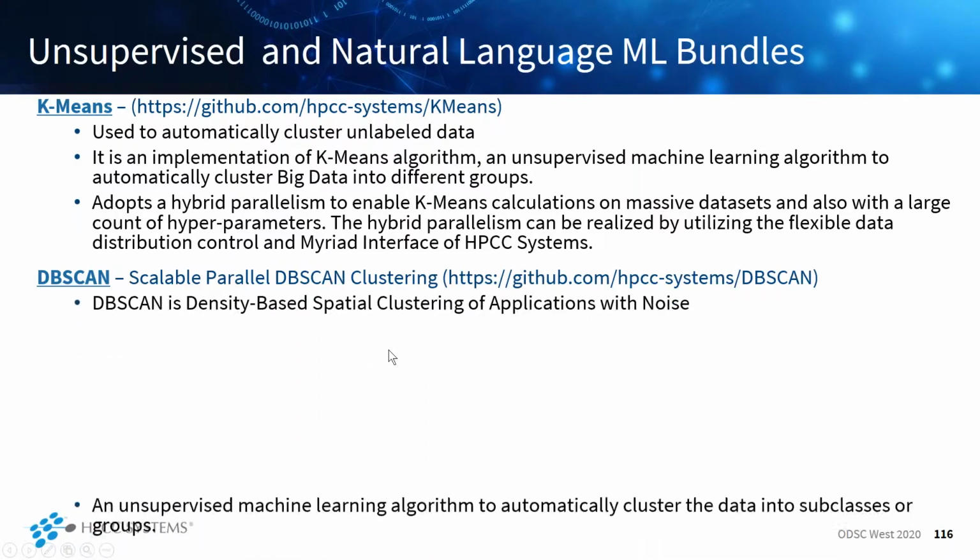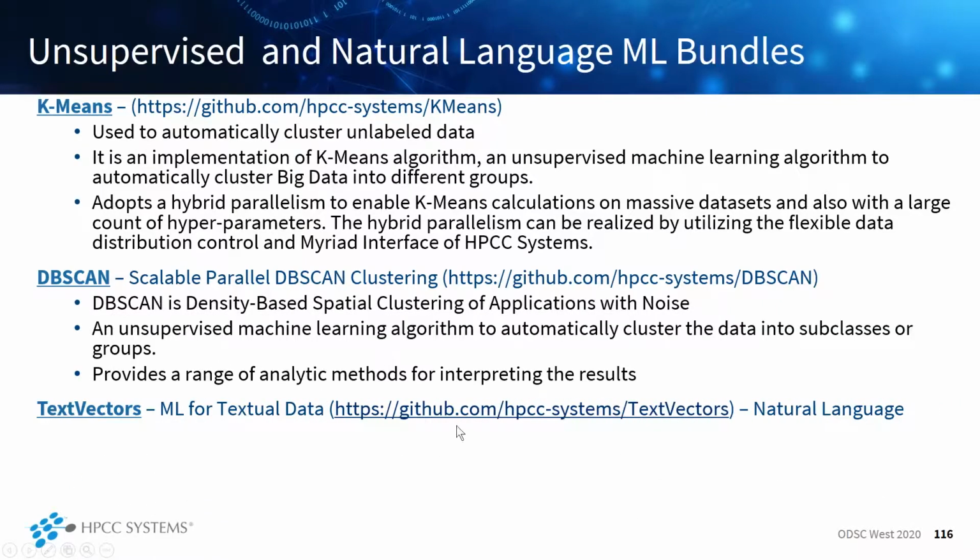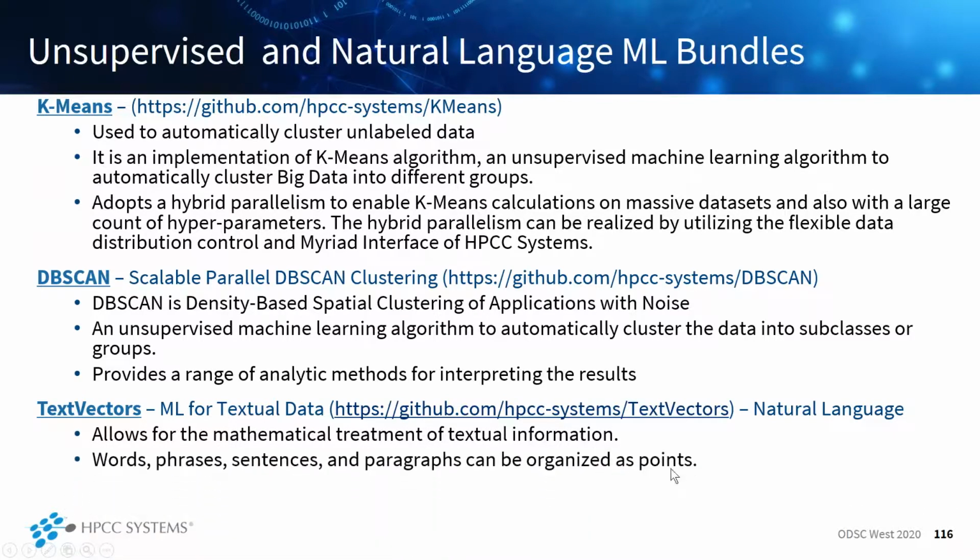K-means, DBSCAN, unsupervised guys, and then there's one that kind of stands alone in itself, text vectors, the natural language mathematical treatment of text, where words, phrases, sentences and paragraphs can be organized as vectors, as Hugo was describing.